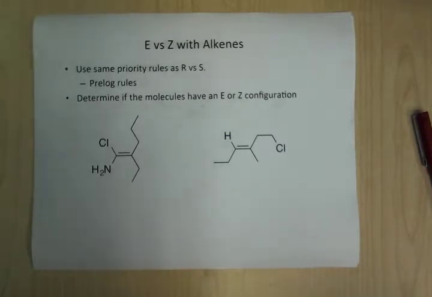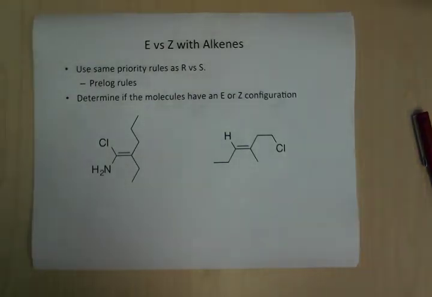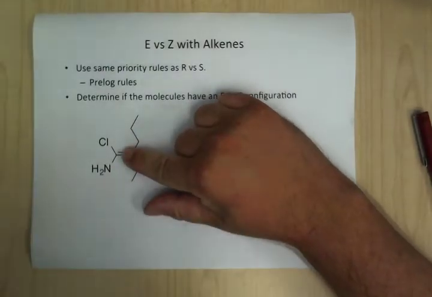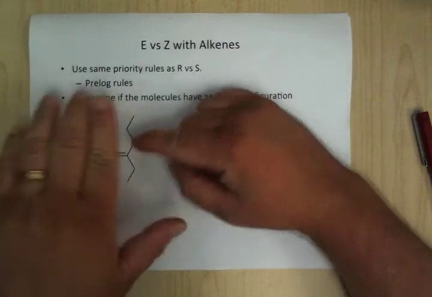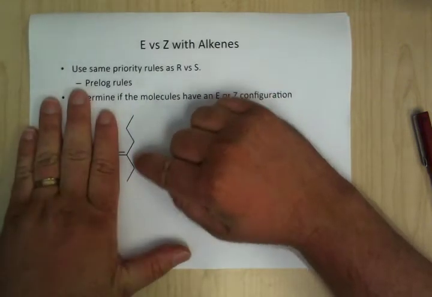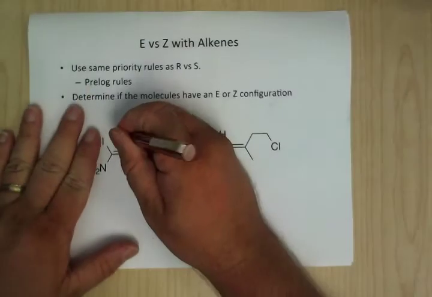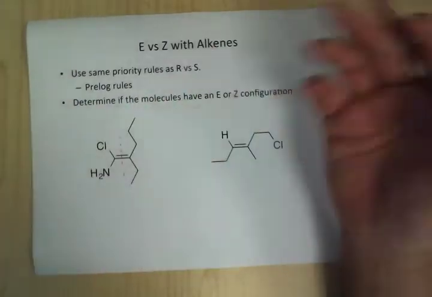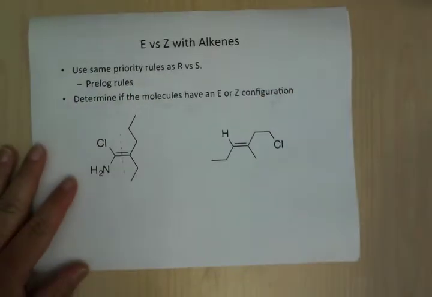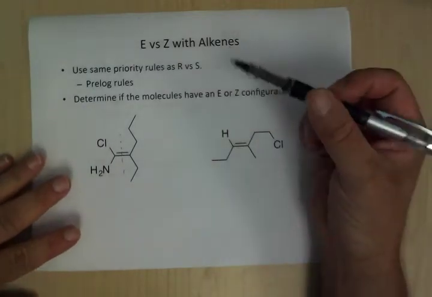So we're still going to use the same priority rules that we did for the R and the S, the Cahn-Ingold-Prelog rules. But here what we're going to be doing is assigning high and low, or you can think 1 and 2, for this carbon, and then figuring out 1 and 2 or high and low for this carbon. So really what we're going to be doing is just slicing in half, figuring out this side, figuring out this side, and then looking to see which side the higher priorities are on.